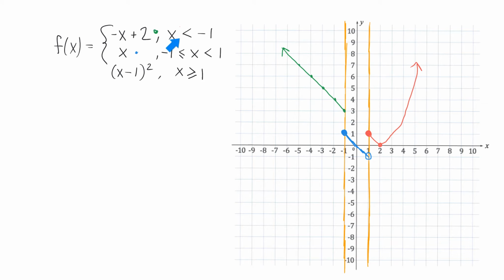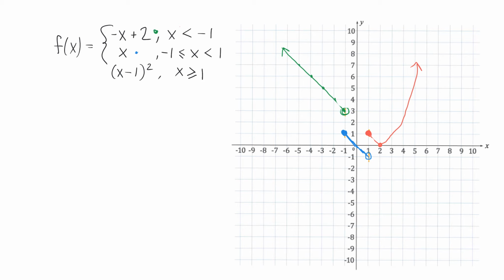This function is not equal to -1, so I'm going to make sure I've got an open circle there. Okay, now here's what I've got. This is my final graph. I'm going to erase my orange lines because they're not really there. And if you don't want to draw orange lines, then you don't have to. But they can be helpful at first until you get a little more comfortable with the whole process.